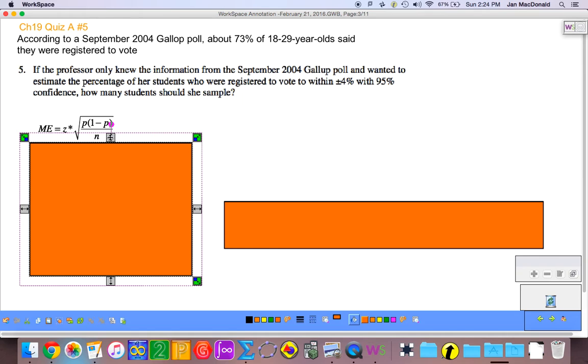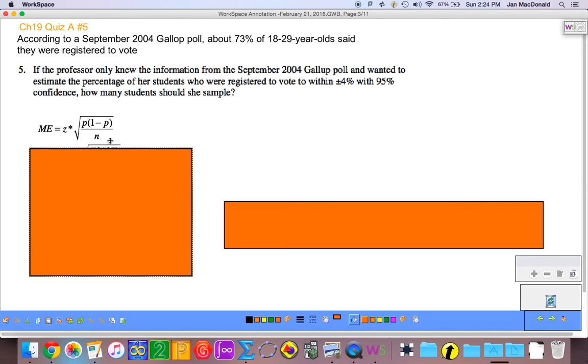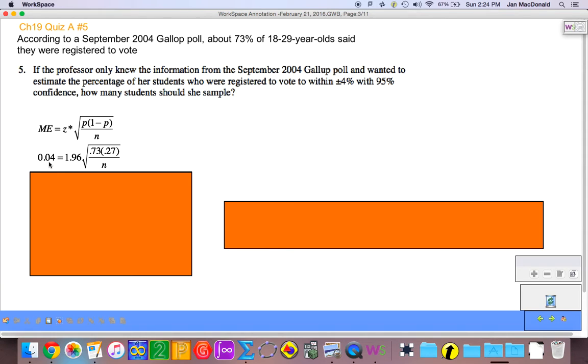So let's plug it in. Wherever we see margin of error, we're going to put in 4%, 0.04. Our critical Z for a 95% confidence interval is 1.96. Our value of P is 0.73 as given in the prompt. 1 minus P would be 0.27, and we're dividing this by N. So we need to solve for N. The first thing we're going to do is divide both sides by 1.96.